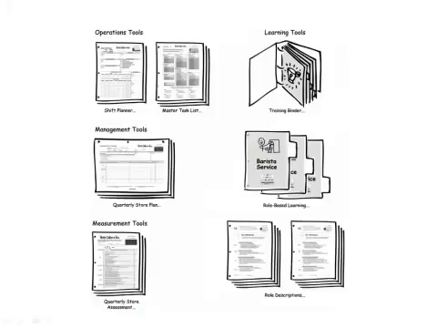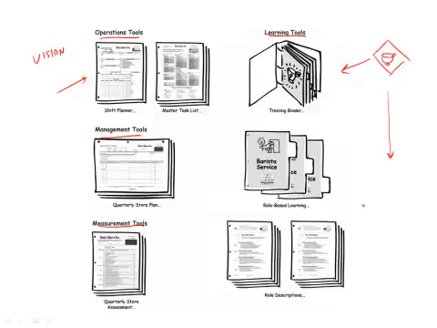And then how do we train you? How do we go about executing that? Well, we're going to take our simple vision again, and we're going to apply it across all of our various materials, from our operational tools to our learning tools to our management tools to our measurement tools. That's how we move from that simple back of the napkin picture, the vision picture, all the way down into the how we're going to do it execution picture.